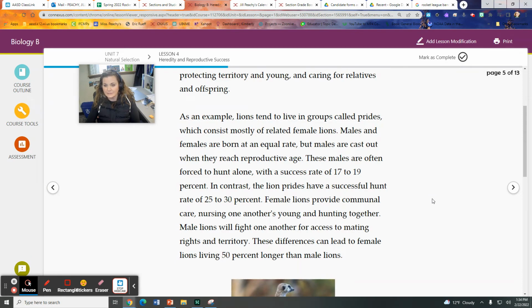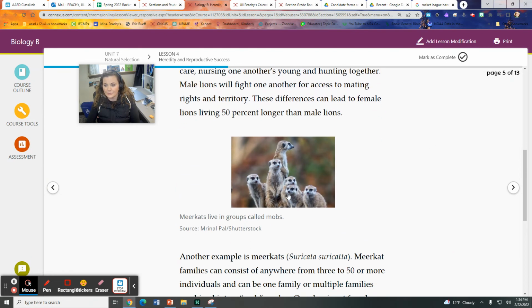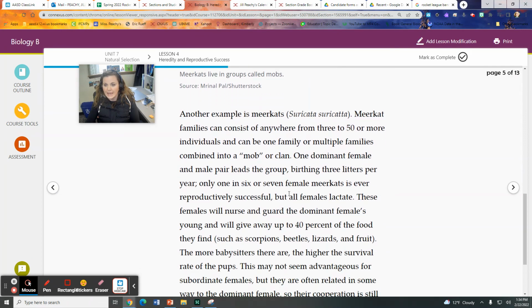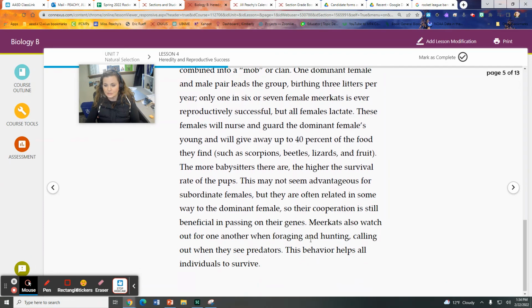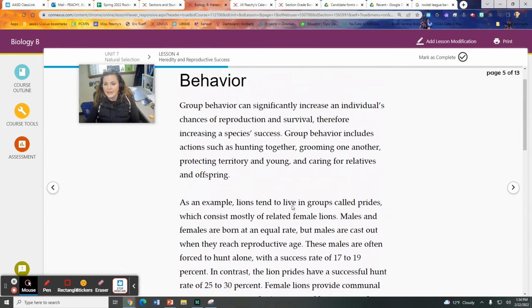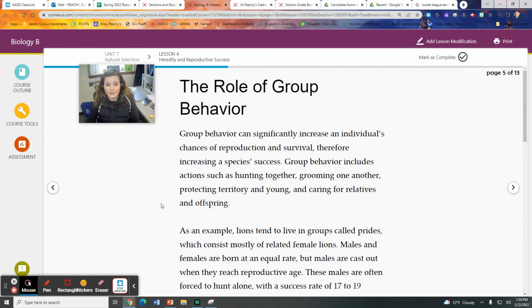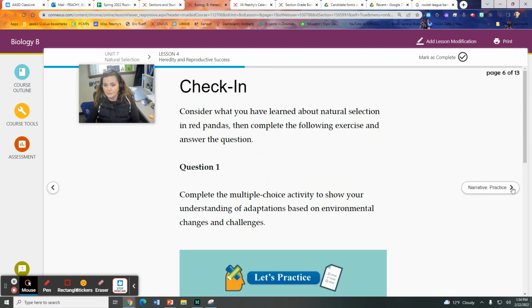It goes on to give some examples of lions living in prides and hunting together, and their hunting strategies, and meerkats. They live in family groups, or multiple families combined together to form a mob or clan, and their family structures include babysitters and dominant females, and their hunting behaviors, but how this group behavior also increases a chance of survival. And again, I think that's one we've covered before as well.